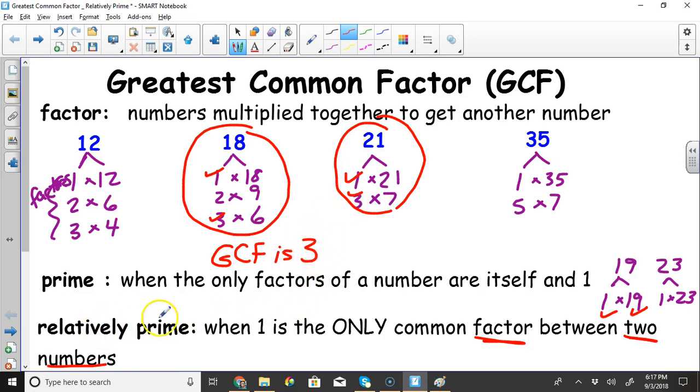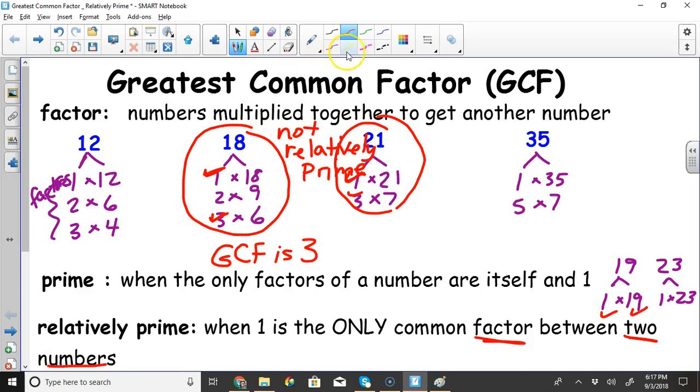Now, does that mean that they're relatively prime? Relatively prime is when 1 is the only common factor. Well, 1 was a common factor, but it wasn't the only one. So 18 and 21 are not relatively prime.